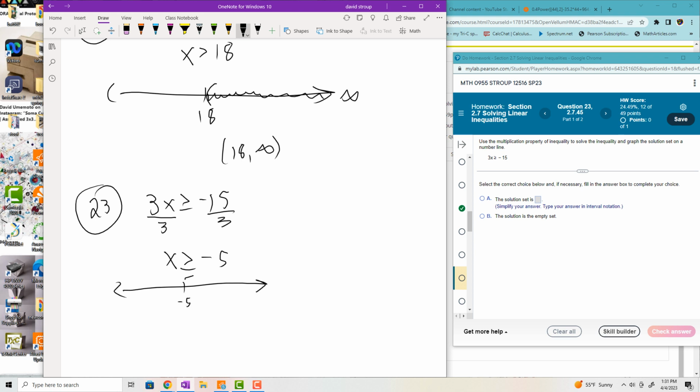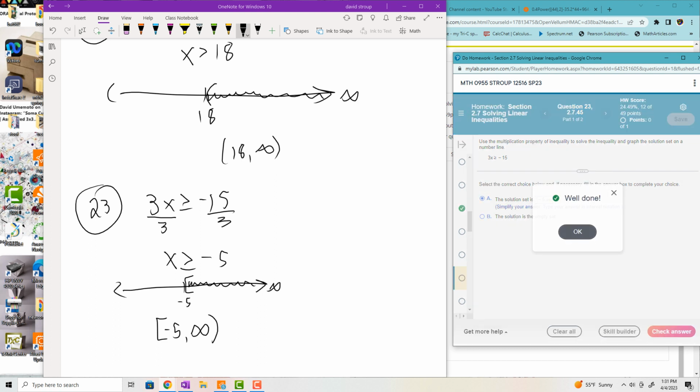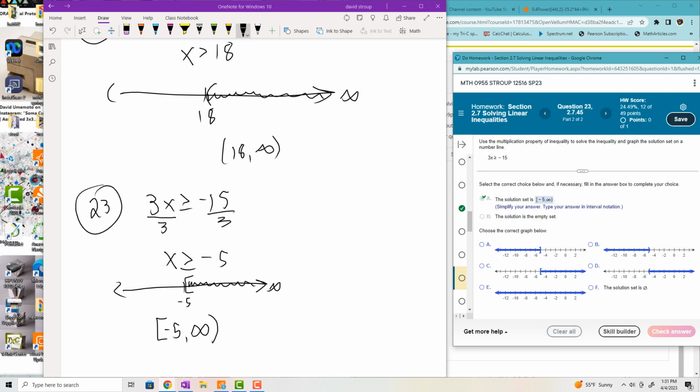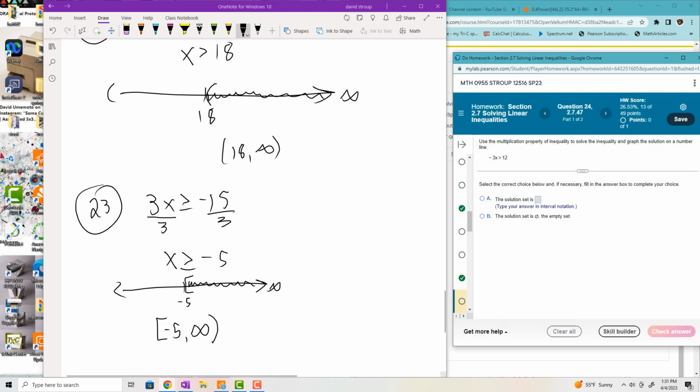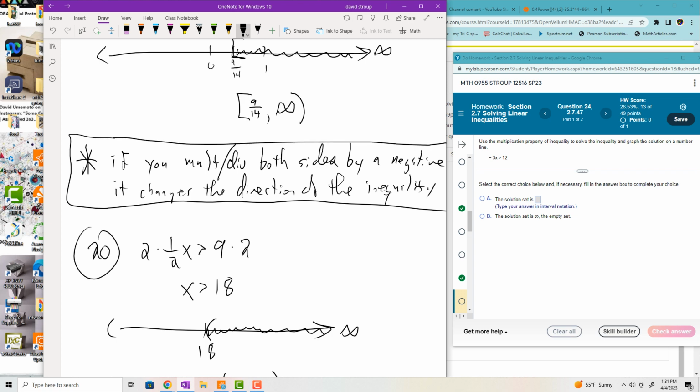On my number line, here's negative 5. I include negative 5, and then it's everything above it, all the way up to infinity. So my answer would be negative 5 to infinity. Negative 5, comma, infinity, in parentheses. And then the number line. Okay, great. The next one is different though. So why is it different? It's because of the star thing I wrote. In this problem, we're going to divide both sides by a negative, and that changes things.